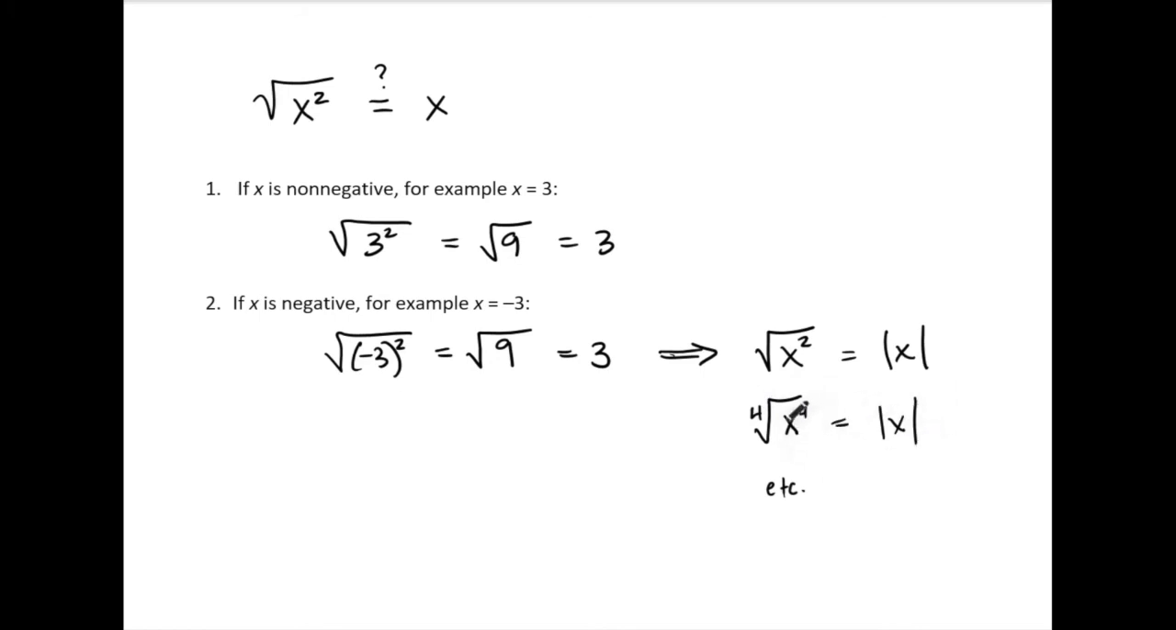Because if you start with a negative value of x, the 4th power will make it positive, and we lose the negative. This is a property that only holds for even roots. Odd roots will never have an absolute value, because odd powers and odd roots preserve signs. If you start with a negative value with an odd root, you'll end with a negative value.